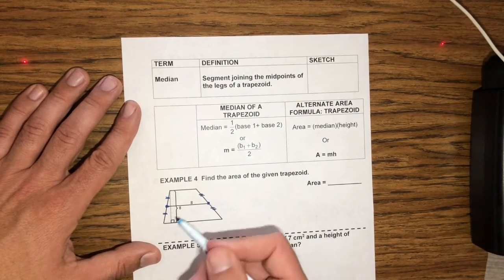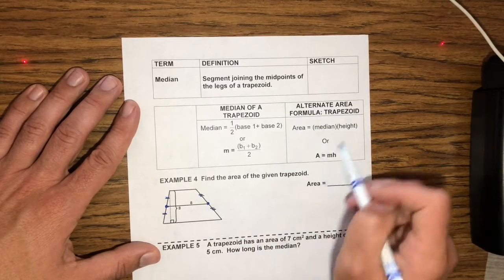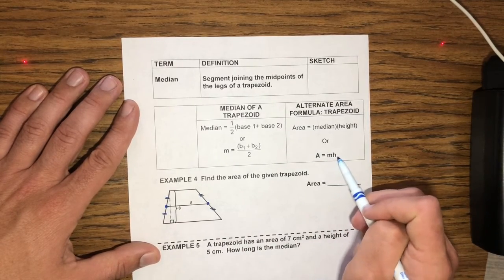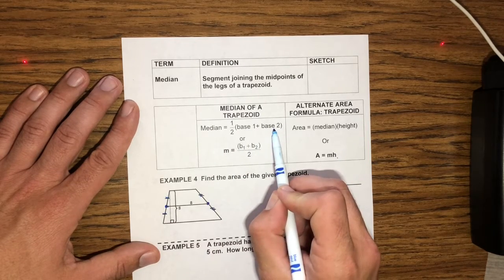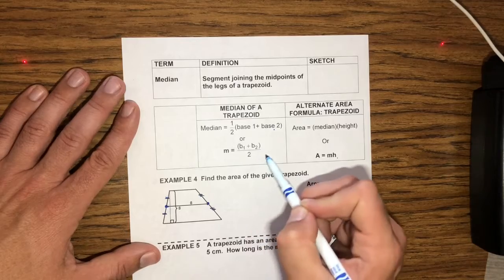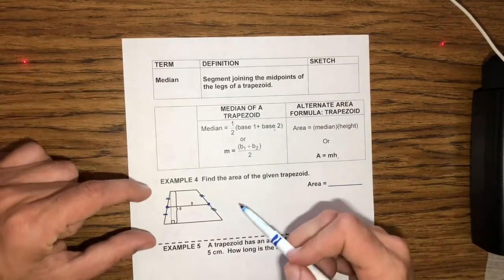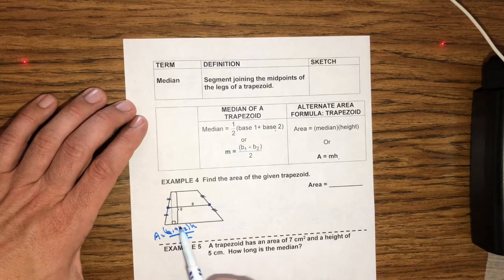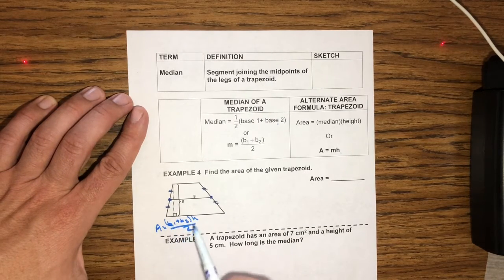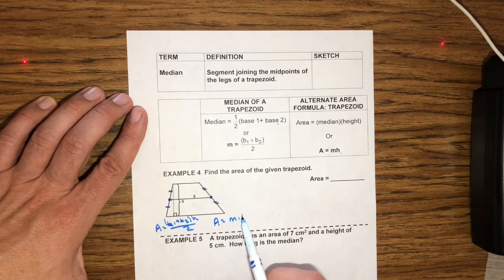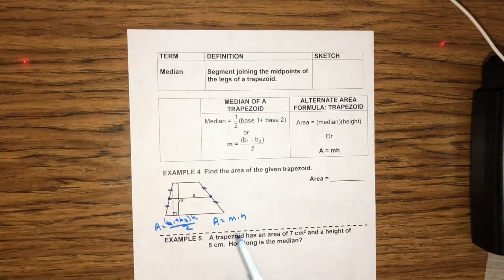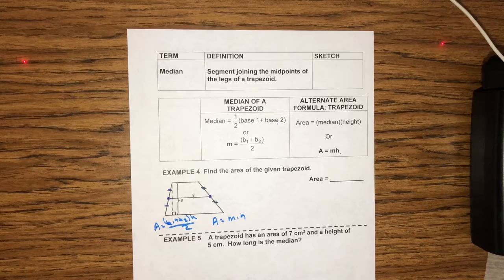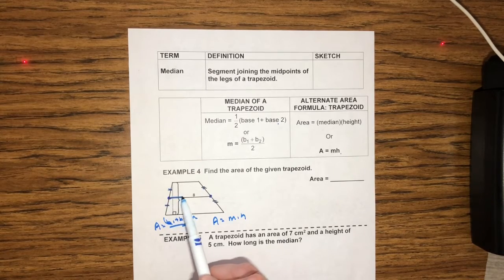We have a simple formula if they give us the median. So the median, the area formula is median times the height. If you look how we get the median, it's base 1 plus base 2 divided by 2. Well, that is very similar to an area problem for a trapezoid. Area for a trapezoid is base 1 plus base 2 times the height divided by 2. But this part right here is the median. So it's a way for us to find what the median is. So the area formula becomes median times the height. So it's just a way for us to simplify it down to an easy one-step algebra problem to solve the area if I have the median.